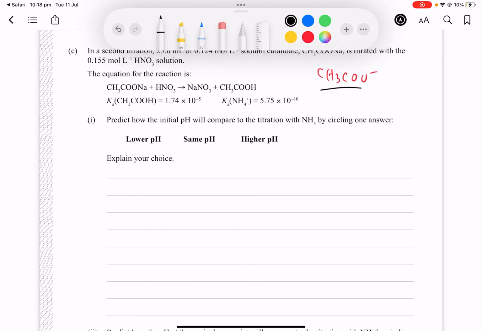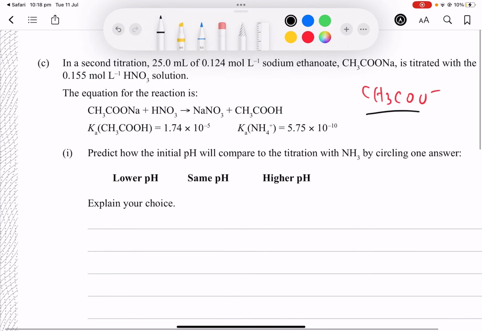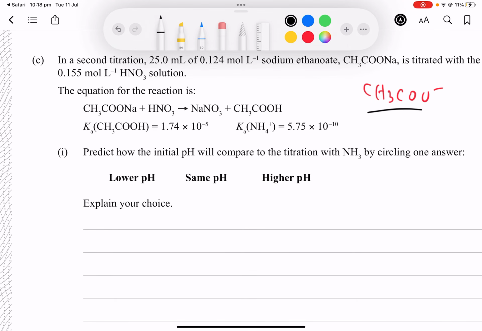So this is a base, which is going to partially dissociate in water to form CH3COOH as well as hydroxide ions. However, in this case, we know that if the conjugate acid is stronger, then the conjugate base is weaker, and vice versa. If the conjugate base is stronger, then the acid will be weaker. So in this case, we have a Ka value of 1.74 times 10 to the power of negative 5, and Ka is basically the relative measure of the strength of the acid. So basically, the higher the Ka value, the stronger the acid.